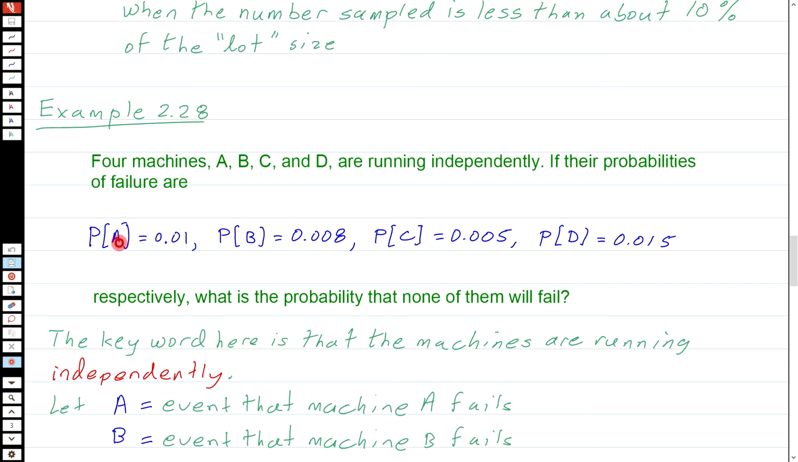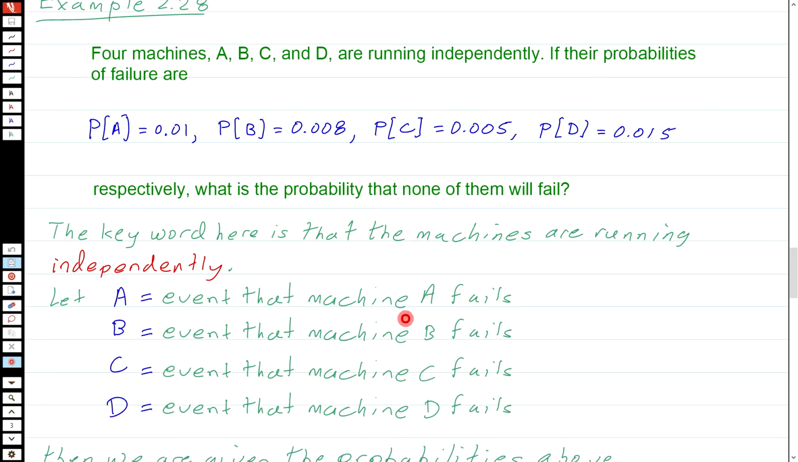Let's see, A is probably a failure, so we're looking for the probability that A complement and B complement and C complement and D complement. So that's an intersection, and we're told that they're independent, so that intersection simplifies. So let's define A as the event that machine A fails, B the event that machine B fails, C machine C fails, and similarly for D. Then the probabilities of these events are given up at the top here.